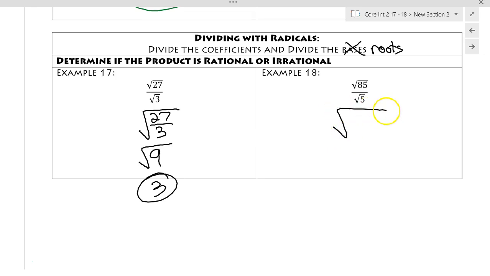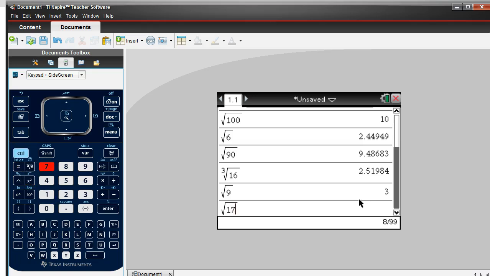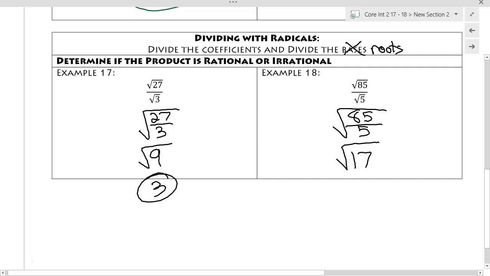Same thing here. This is the square root of 85 over 5. When I divide those, I get 17. Square root of 17. I get a decimal. Okay? So, I just leave it how it is. It stays in the square root.